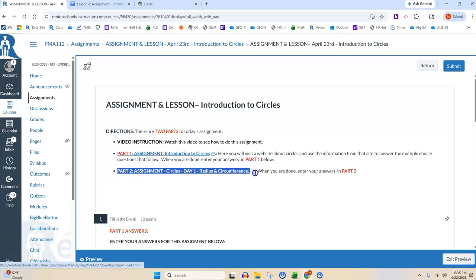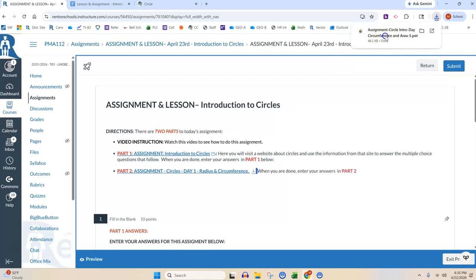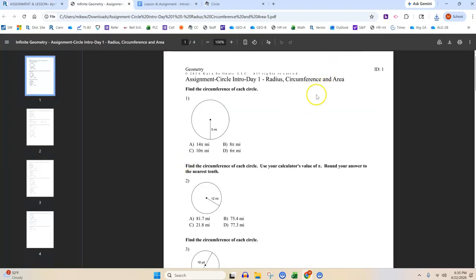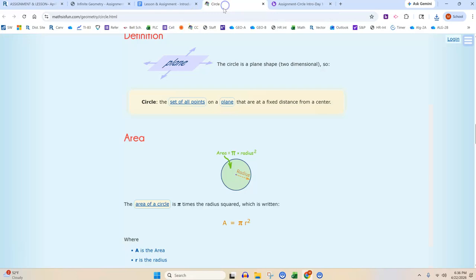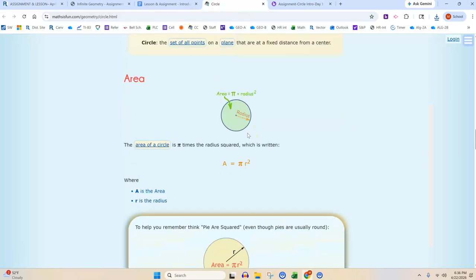So that's the part I'm going to show you, the first few questions. So go ahead and download this. Always make sure you hit the arrow right here, okay, and download that. Okay, and then open it in Kami to take notes. Okay, so here's our first question. Find the circumference of each circle. Circumference. Okay, so after you've gone through this website over here, how do we determine the circumference?